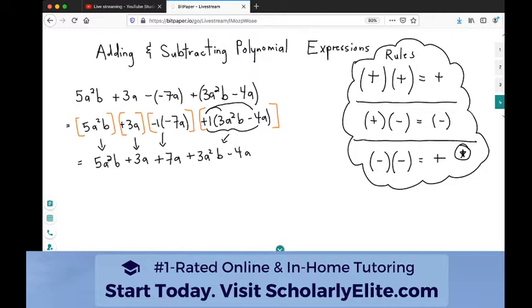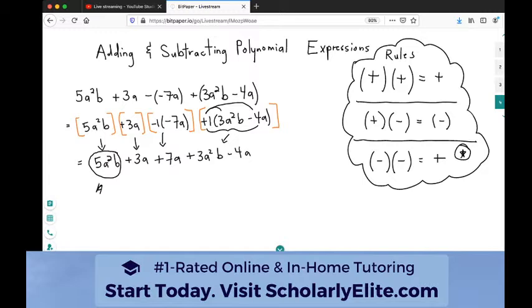Now, let us collect like terms. So again, a like term just means that they have the same unknown variables in terms of the exponent that the variables are to, and also the same letters. Keeping that in mind, I can see that 5a squared b has a squared b in it, obviously.